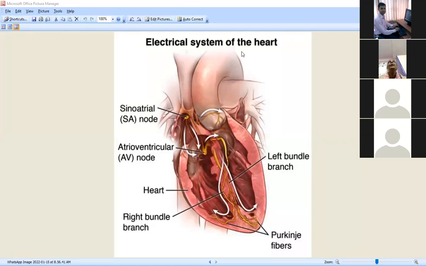Second, the arteries are deeply seated, while veins are present just beneath the skin. Next, the arteries have high blood pressure, while blood pressure inside the veins is low. Then arteries have no valves, but the veins have valves. So in this way, these are the differences between arteries and veins.